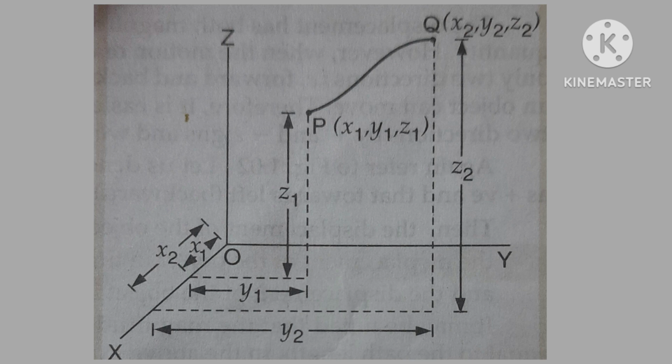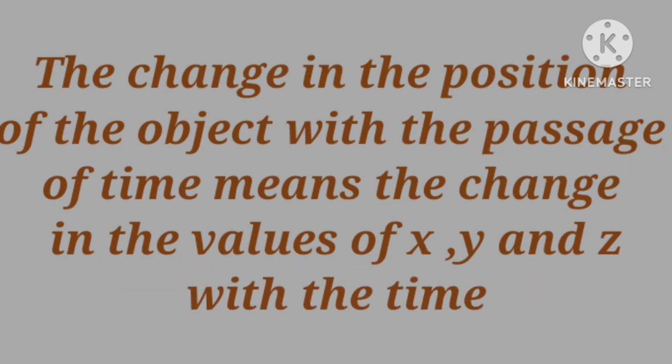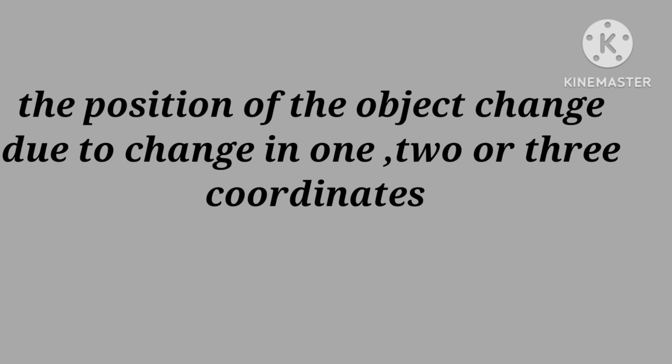As shown in this picture, the point P represents the initial position of an object while the point Q represents its final position. Both positions of the object are fixed in space with the help of a set of three distances x, y and z along the x-axis, y-axis and z-axis respectively. These are called the coordinates of the point. The change in the position of the object with the passage of time means the change in the values of x, y and z with time. The position of the object changes due to a change in 1, 2 or all three coordinates.